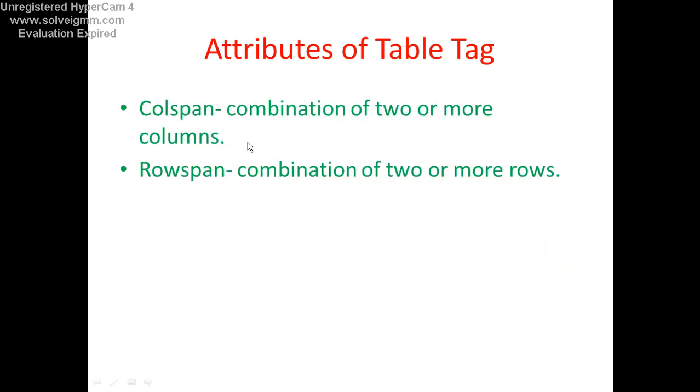Next one is colspan. When you want to combine 2 or more columns, then you have to write the colspan attribute. And next one is rowspan. When you want to combine 2 or more rows, then you will write the rowspan attribute.